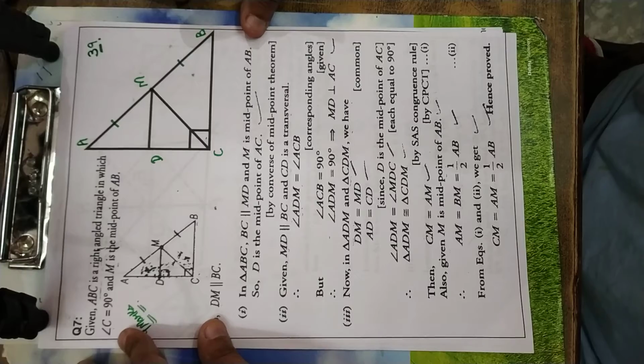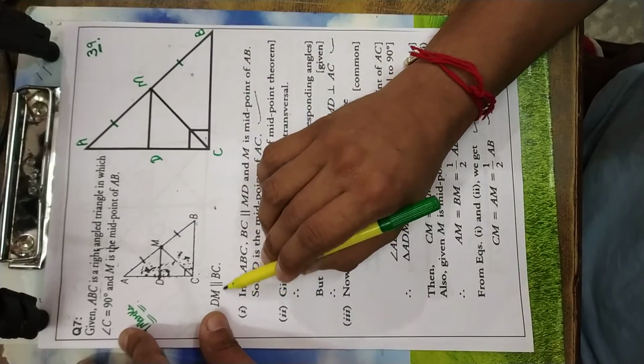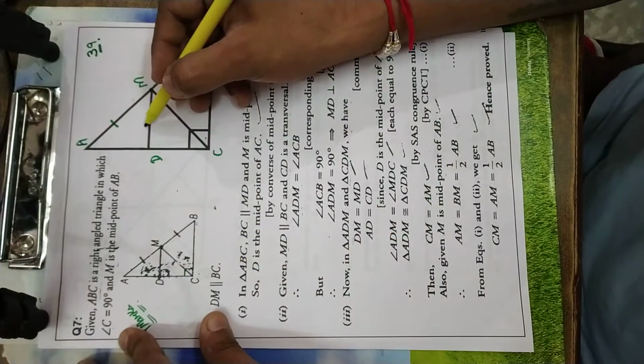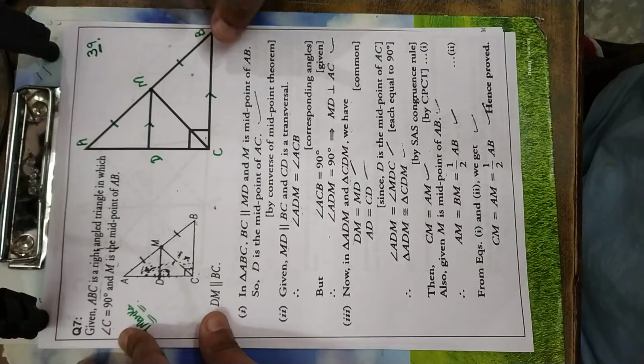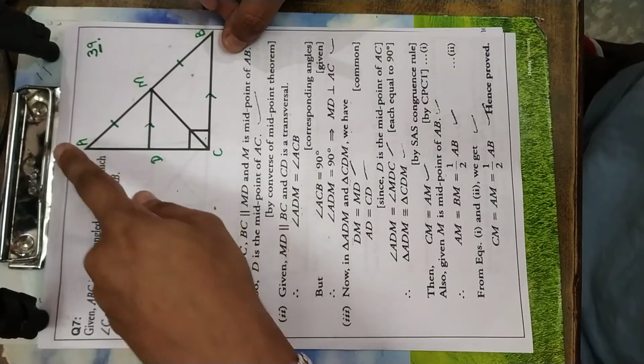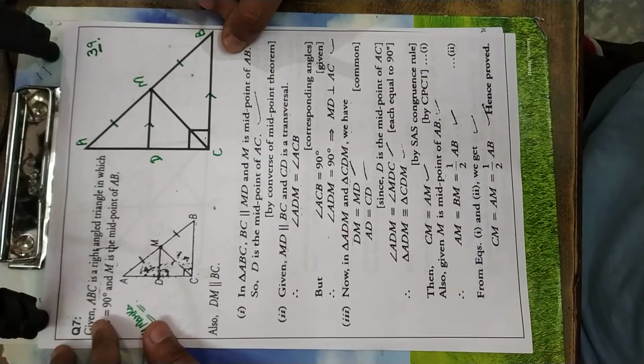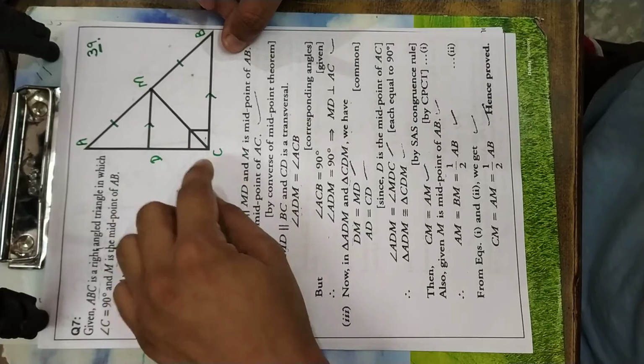First of all, what you have to prove? Also, it is given that DM is parallel to BC. In the first part, you have to prove that D is a midpoint of AC.